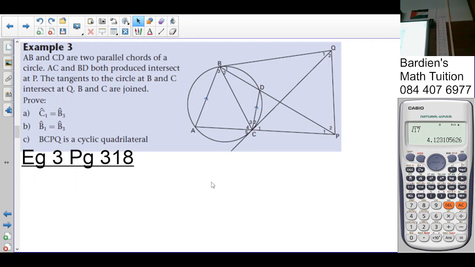So if those lines are parallel, what do we know? B3 is equal to C3. Why? Alternate angles. What else do we know? B1 plus B2... So you're saying that B1 plus B2 is co-interior. Nice. What else?